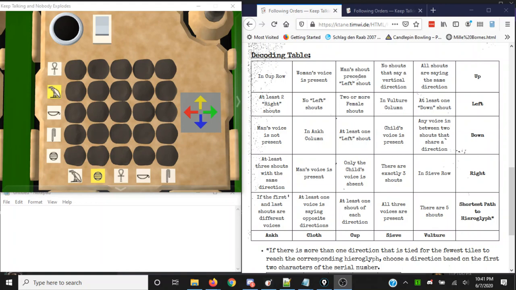Following orders takes place on this 5x5 maze with Egyptian hieroglyphs lined up with the rows and columns of the maze. Your start position is at the intersection of the highlighted hieroglyphs, column 2, row 2, or bravo 2 in this case.